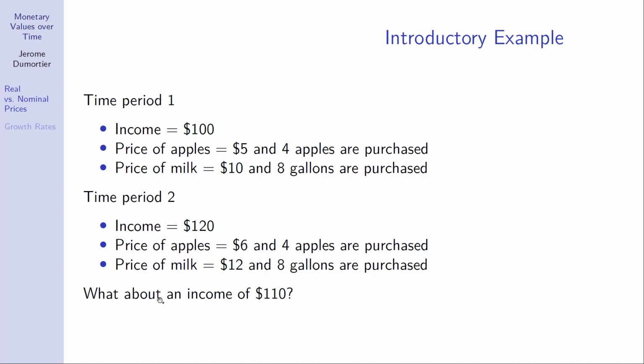Now in that case, your nominal income increased by 10%, but your real income actually declined, because at the prices of $6 and $12 for apples and milk, you cannot purchase the quantities of 4 apples and 8 gallons of milk anymore. Hence, when we are comparing prices over time, we have to take into account that the purchasing power has changed over time.